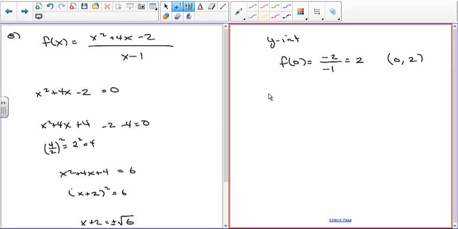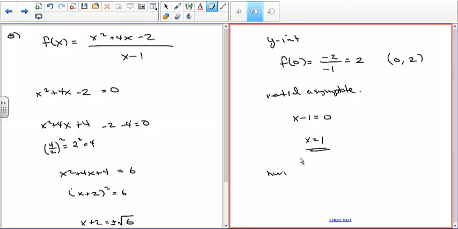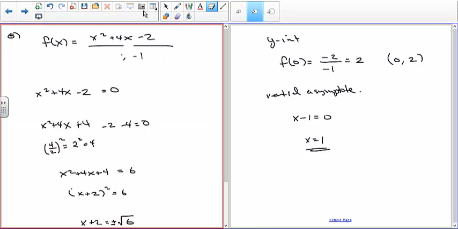Then we have the vertical asymptote. So the vertical asymptote is an equation, x equals something, and it's the x where the denominator equals 0. So all you do is just set the denominator equal to 0. You get x equals 1. That's a vertical line. And then the horizontal asymptote, well, in this case it was a slant asymptote. And the reason it's a slant is because this is squared and this is just to the first power. So that means that there is no horizontal asymptote.